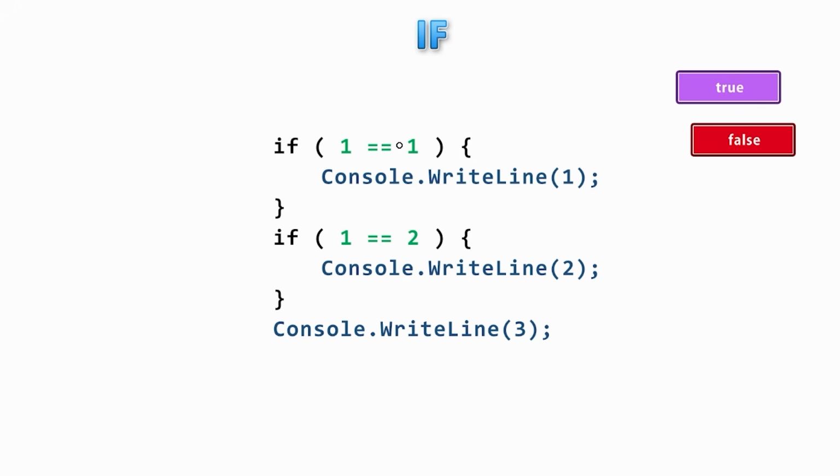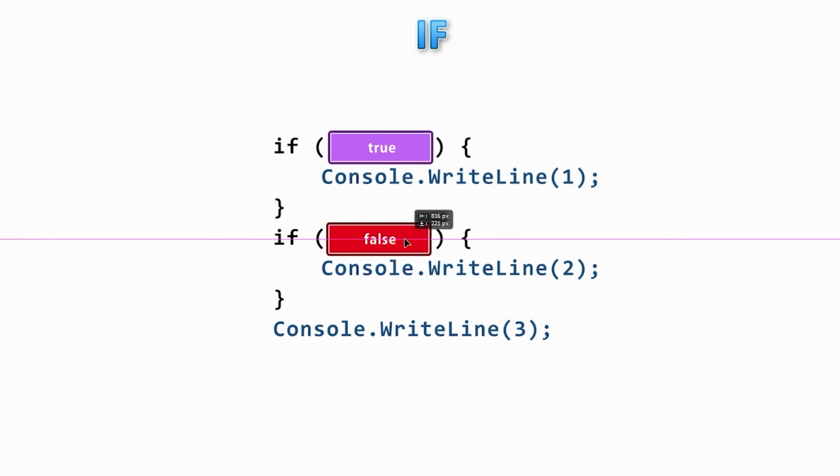Now, the simplest condition is just equality. So for example, is 1 equal to 1? The answer is yep, so when the code evaluates this one, it evaluates it to true. And if we check is 1 equals to 2, that is obviously false. 1 is not equal to 2, so this one evaluates to false.